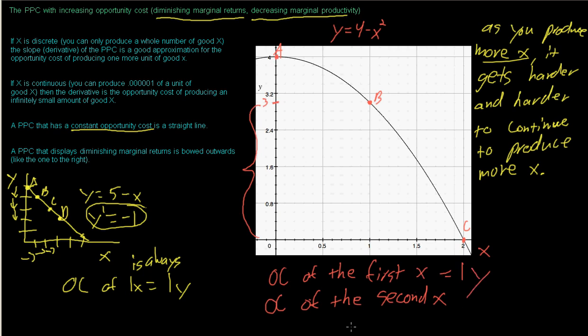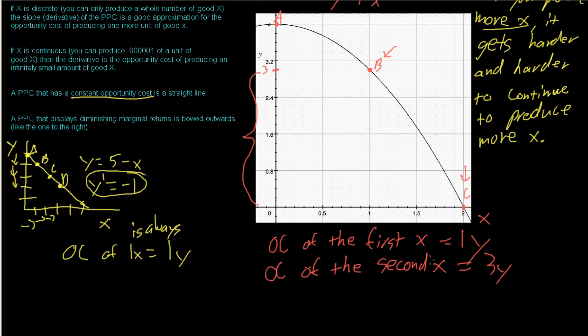So the opportunity cost of the second x is equal to 3 y. Because to go from point B to point C, we have to go ahead and get rid of 3 y. We have to sacrifice 3 y, going from y equals 3 to y equals 0, to produce that second x. So as we can see, the opportunity cost here is not constant.